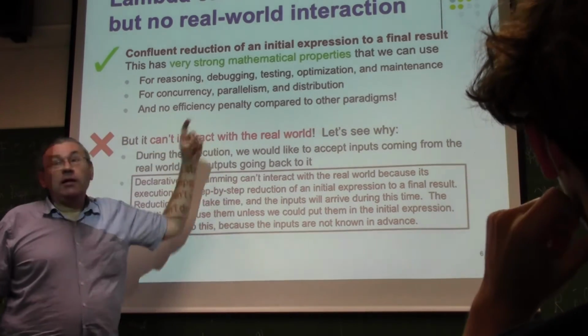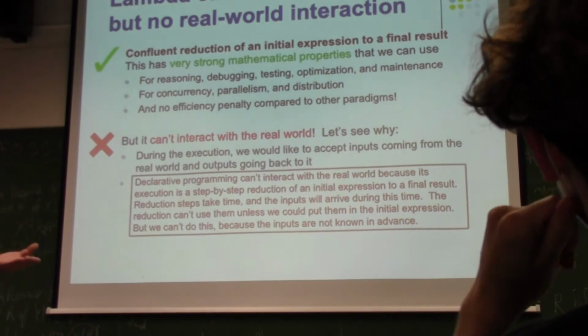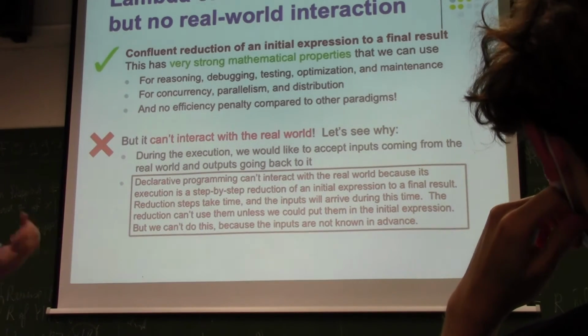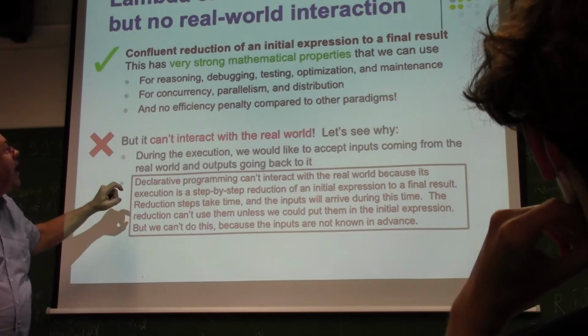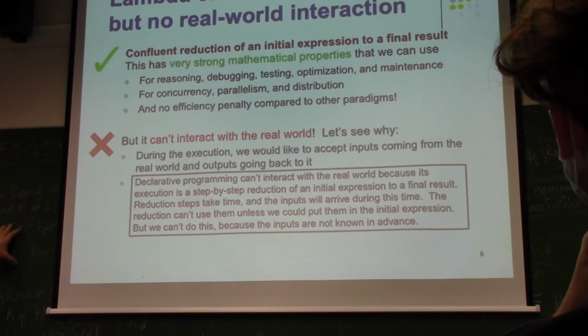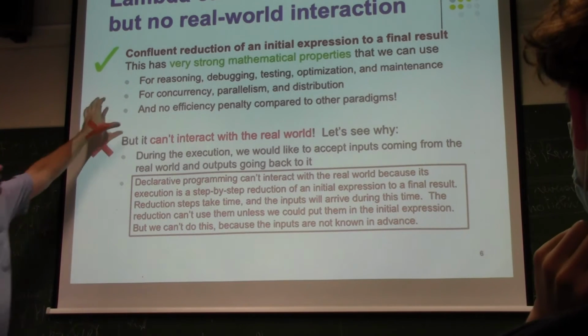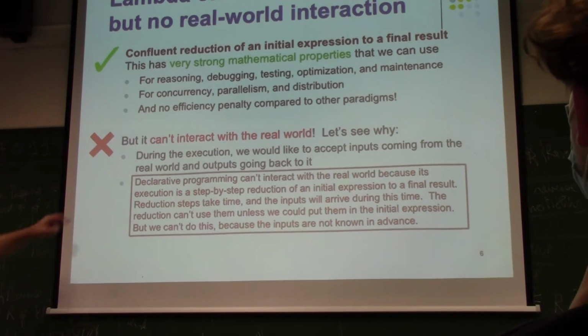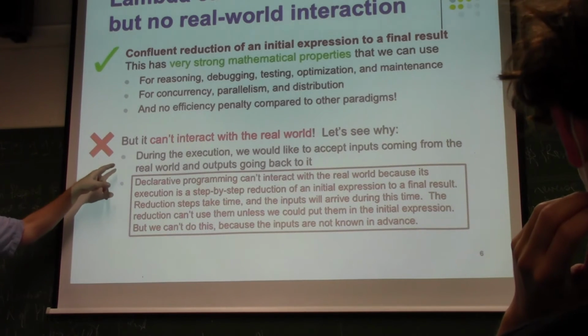Also, for parallel and distributed execution, like cloud tools, MapReduce, Apache Flink, whatever, these cloud tools, it's much easier. And there's no efficiency penalty. You can see you can do very efficient algorithms here. Okay? So this is all very good. But there is a weakness. You cannot interact with the real world.